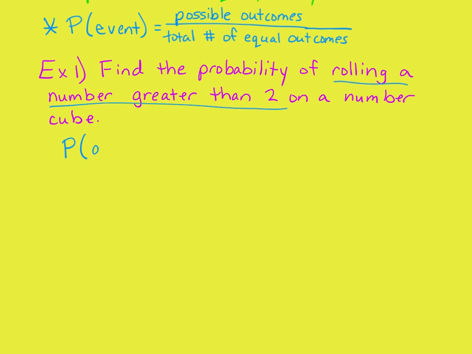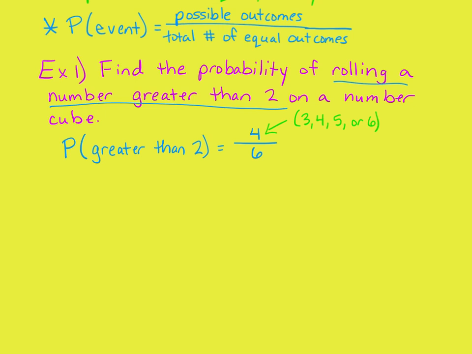So I'm going to say the probability of greater than 2. I'm just describing the event and all the possible outcomes. If we think of dice, there's numbers 1, 2, 3, 4, 5, and 6. So greater than 2 would be 3, 4, 5, and 6. So there's a 4 out of 6 chance. Those are the numbers that are greater than 2.